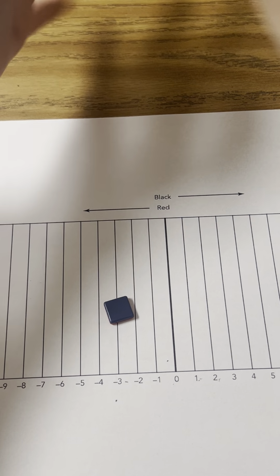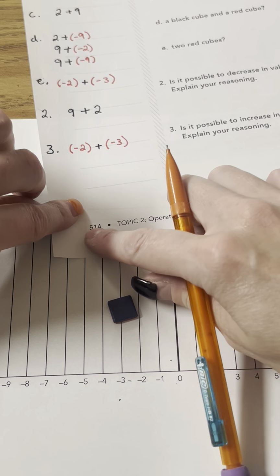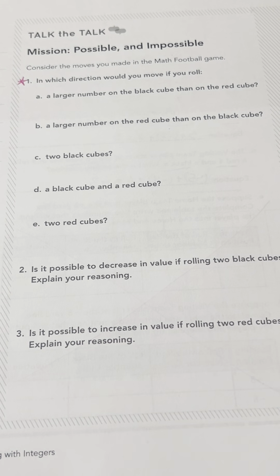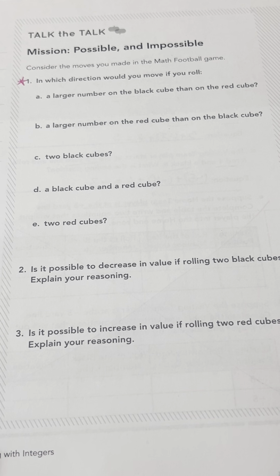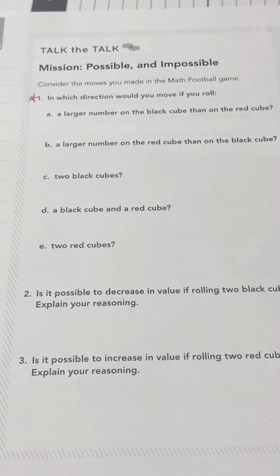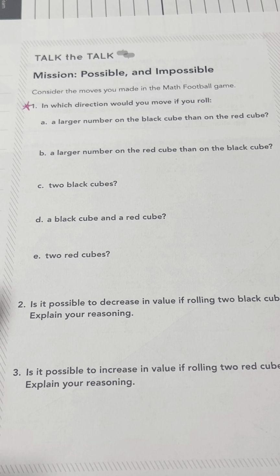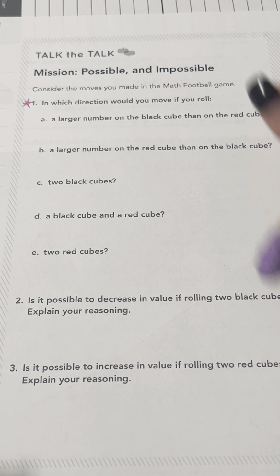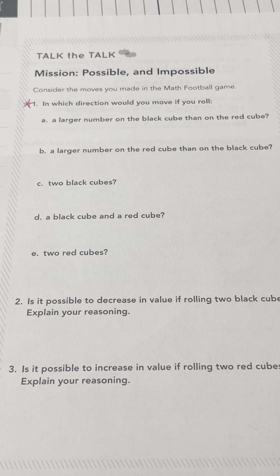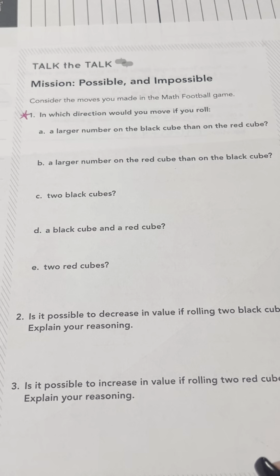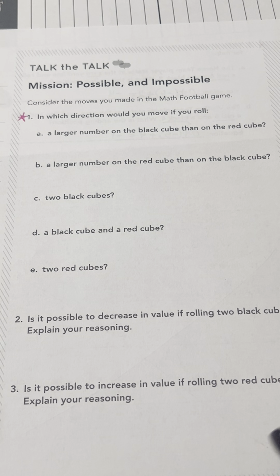Now we're going to go to page 514. On page 514, a larger number on the black cube. Oh, I'm sorry. Let's go ahead and read through the instructions. Can't skip the instructions. Consider the moves you made in the math football game. So that's basically what we just did. In which direction would you move if you rolled a larger number on the black cube than the red cube?